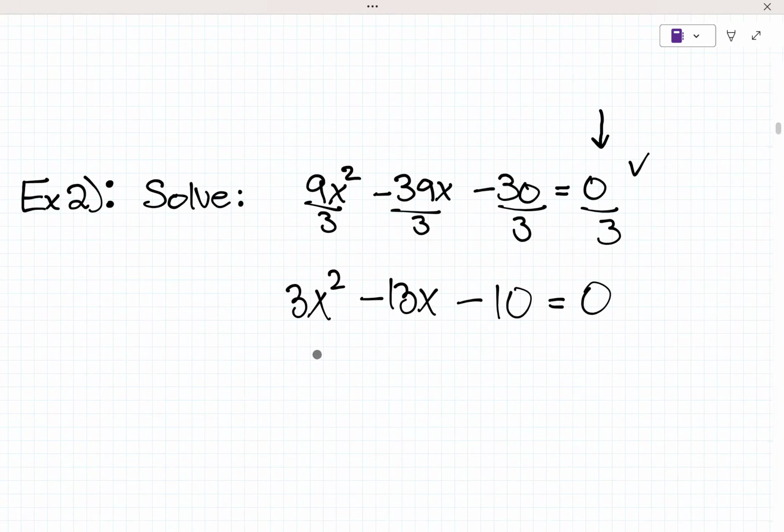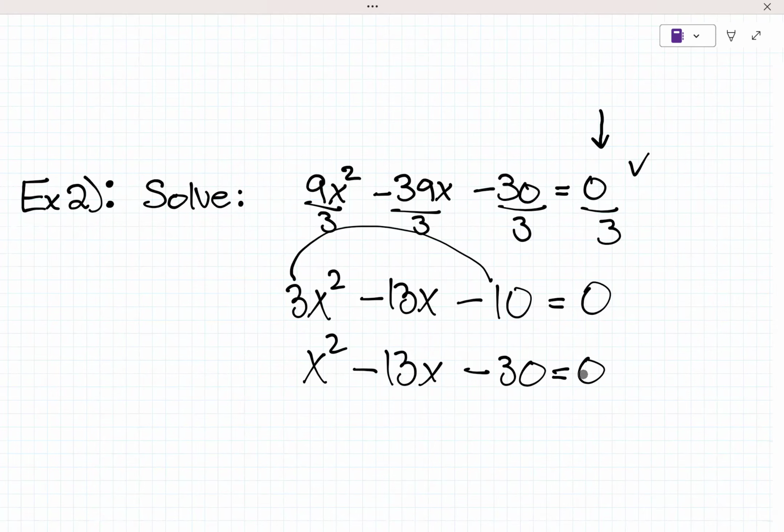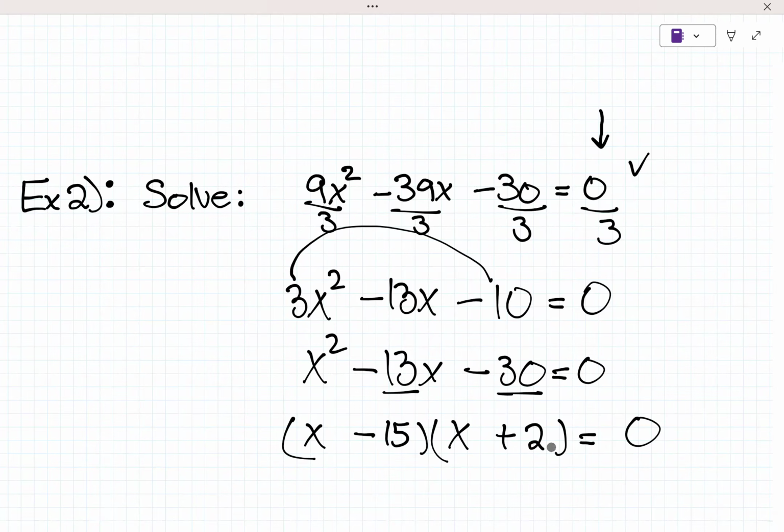Your first step is to rewrite it as if this 3 does not exist. Then you multiply 3 times negative 10, which is negative 30, and factor this out. You get x, x. Then what two numbers multiply to negative 30 and when added give negative 13? Negative 15 and positive 2. Then you divide the negative 15 and 2 by your original A value, 3.